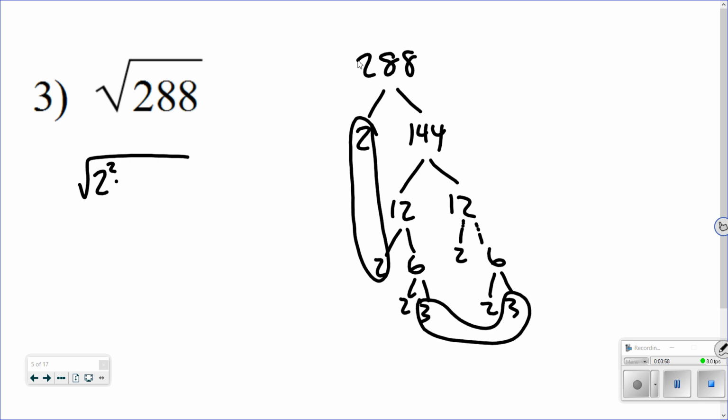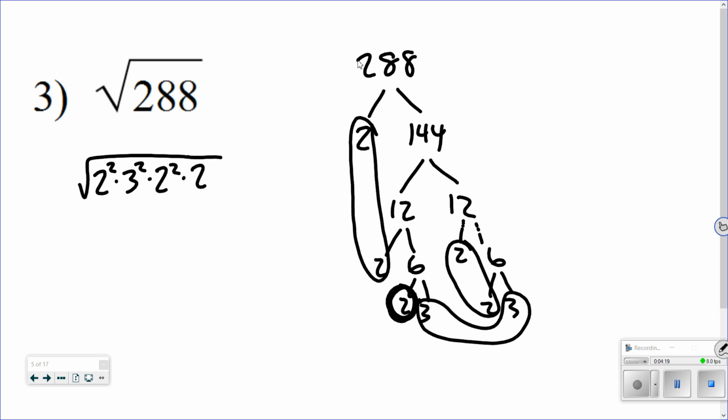Got those 3's right there, so there's another pair of factors multiplied. And then I've got these 2's right here. That's another pair of factors. And the very last one is this 2 right here. It does not have a pair, so I'm going to leave it by itself.